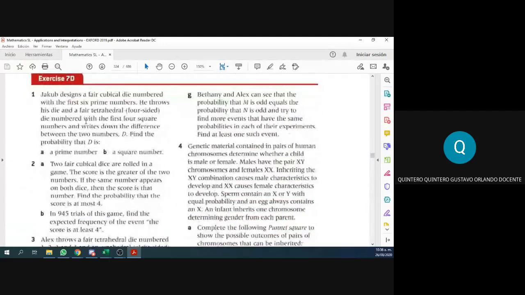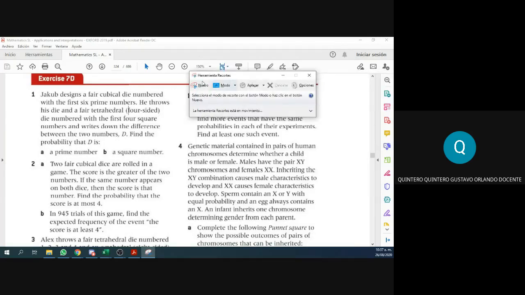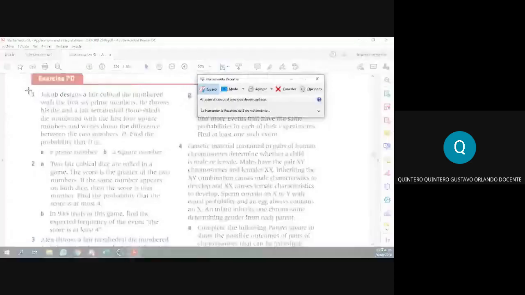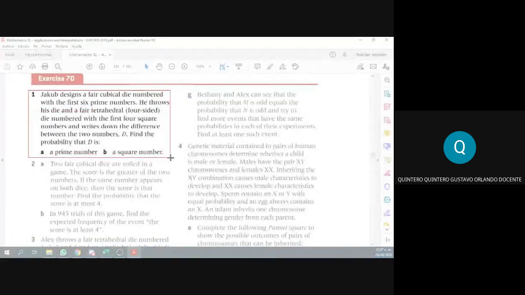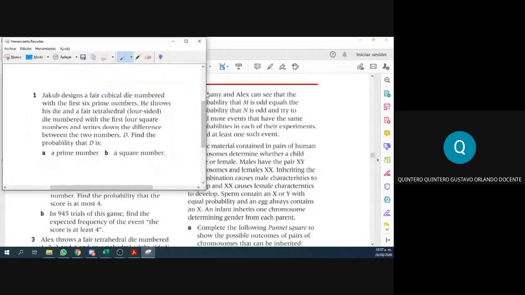All right. Jacob designs a fair cubical die numbered with the first 6 prime numbers. So we have a die, right? The die has 6 numbers. Now, what are those numbers? Everybody, please tell me in the chat. What are going to be those numbers? Don't say 1, 2, 3, 4, 5.